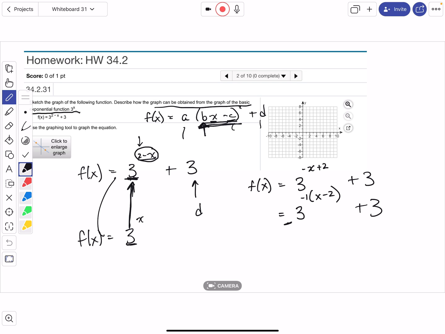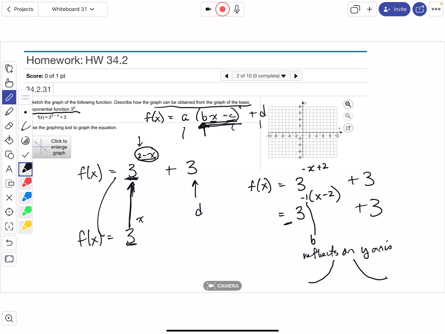There's no number out front of this 3, so there's no a. That means there's no vertical stretch or flipping over the x-axis. The minus 1 will be my b. So that means it reflects on the y-axis. So it's an exponential function. Instead of going like this, it's going to go like this.